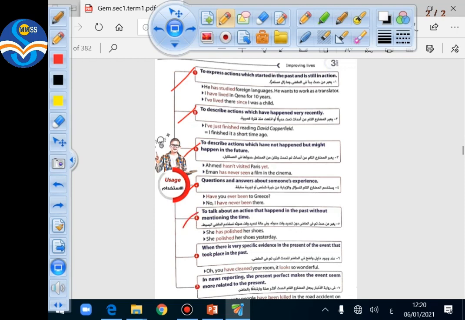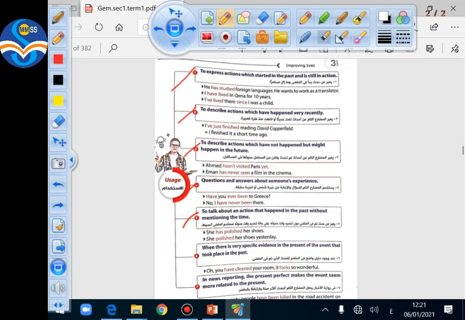The fifth usage is to talk about an action that happened in the past without mentioning the time. One of the usages of the past simple is to specify the time the action happened in. If the thing happened in the past and it's not mentioned when that happened, we use the present perfect. For example, she has polished her shoes. When did that happen? We don't know. So that's why we use the present perfect.